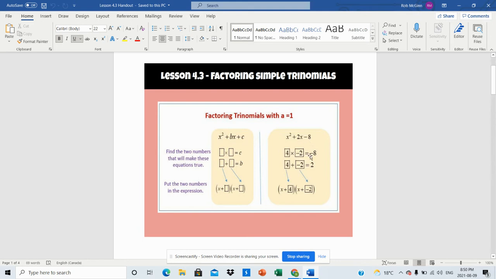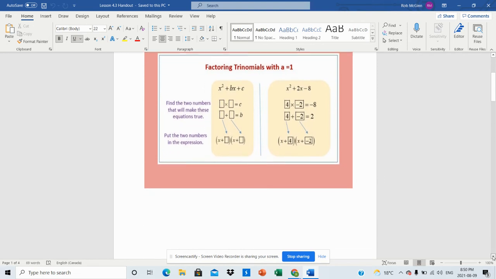4 times minus 2 equals minus 8. 4 plus minus 2 equals 2. So we're going to put the 4 and the minus 2 right down into our binomials. So we get x plus 4 times x plus negative 2. We'll simplify that so it's just x minus 2. And then we could always go ahead and FOIL that to make sure that it equals our trinomial up here.